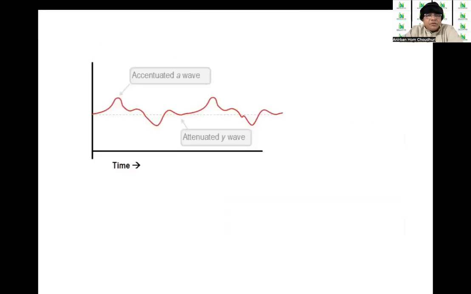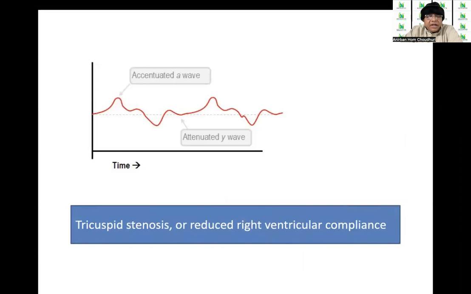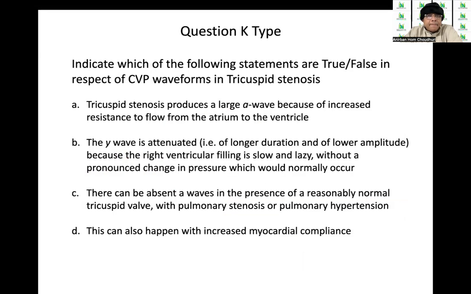Next is accentuated A wave and accentuated Y wave. As you can see very clearly, in presence of tricuspid stenosis or reduced ventricular compliance, these waves can be seen in the central venous pressure.